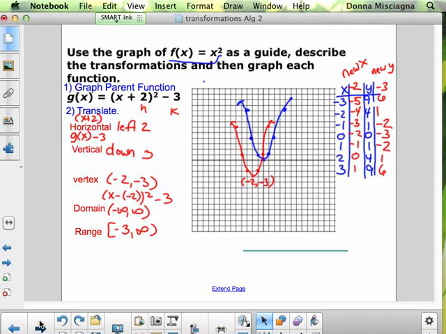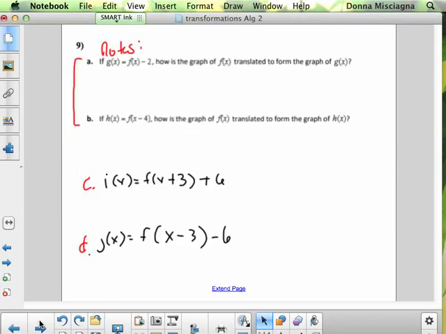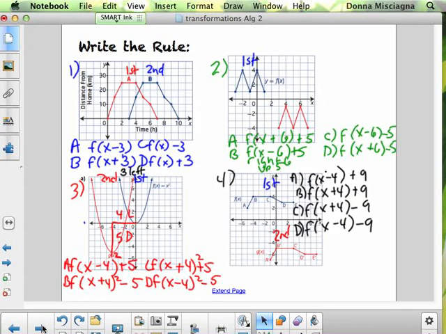Let's see. Oh, no, I'm going to do this page. So I'm going to do this page, and that's that.